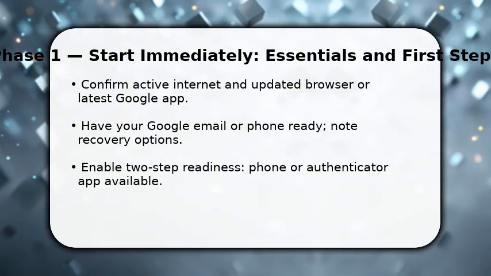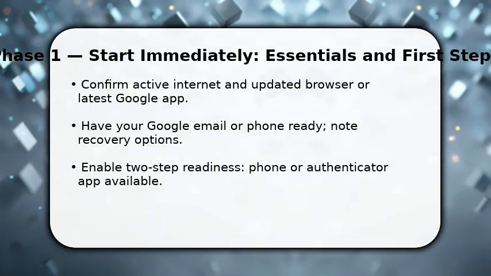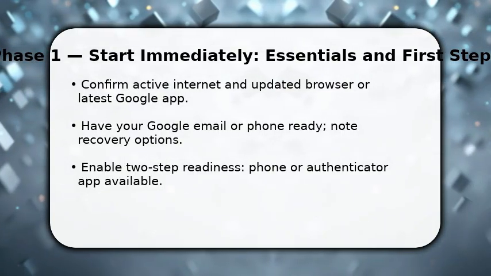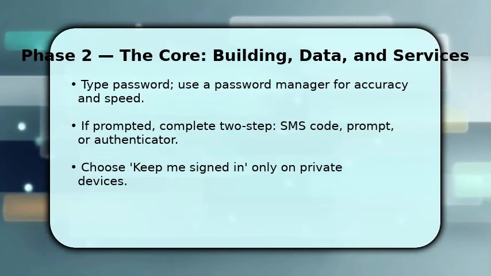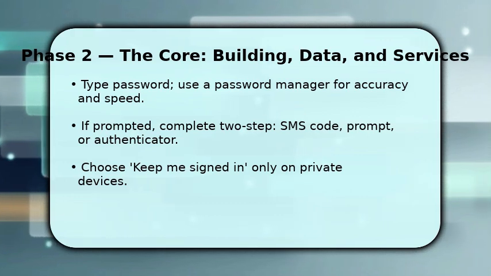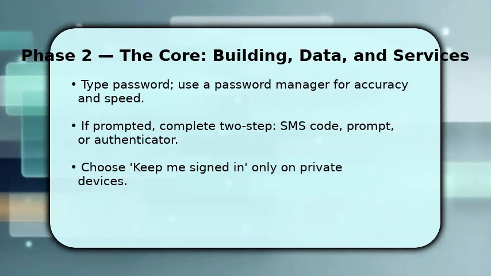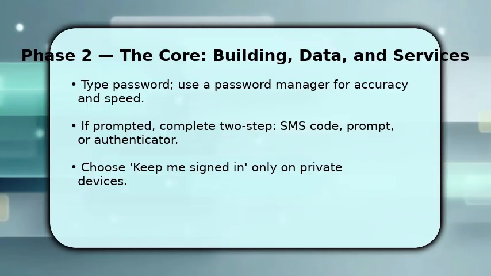Once done, Google will present the password field or recovery options. Make sure to use the address tied to the account you want. Now you enter your password. Type carefully or paste from a manager to avoid lockouts. If Google asks, complete two-step verification, tap the prompt, enter the SMS code, or supply the authenticator code. Why this matters: it reduces account takeover risk significantly.